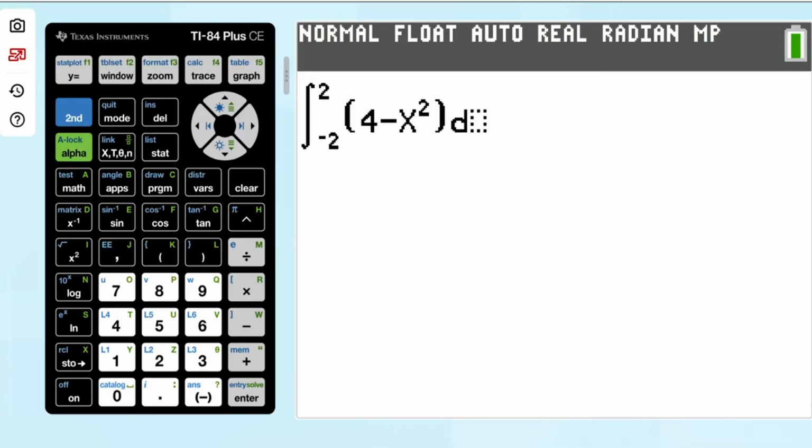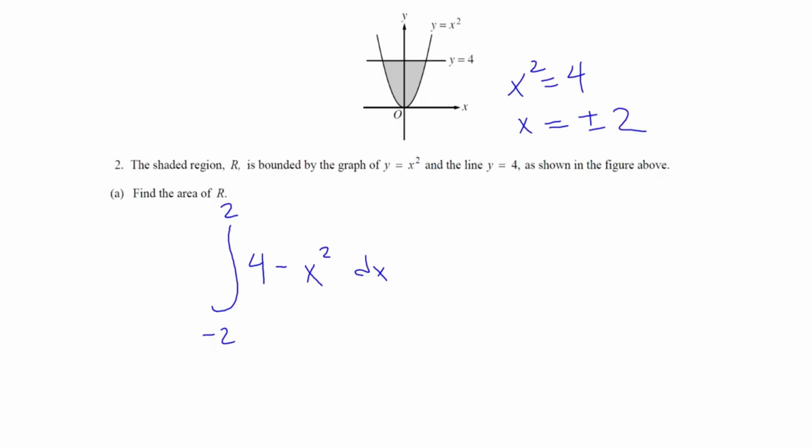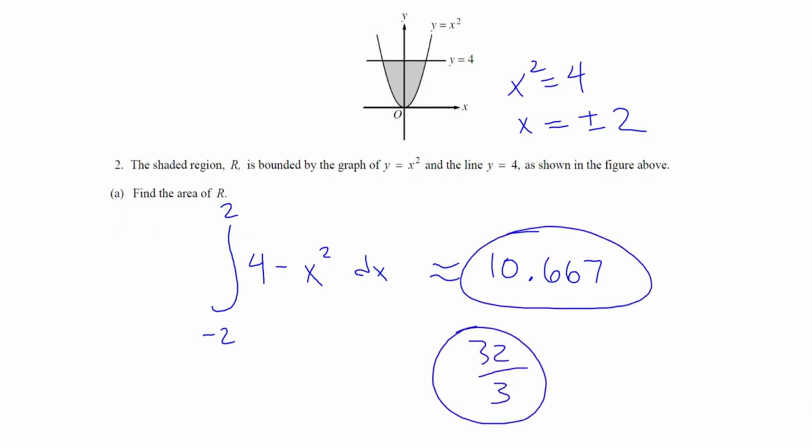Of course, a very easy integral. Shocking that this was on the calculator section, but you get 10.667. And of course, if you gave the actual exact equivalent to that, which is 32/3, that would be perfectly acceptable as well. And they just gave you 2 points there, 1 for the setup and 1 for the answer.